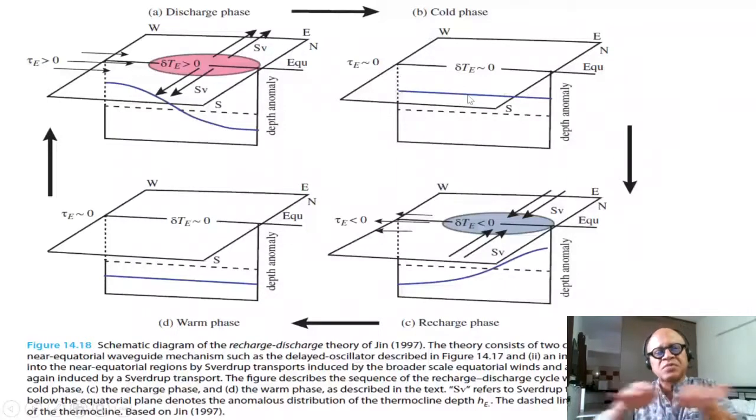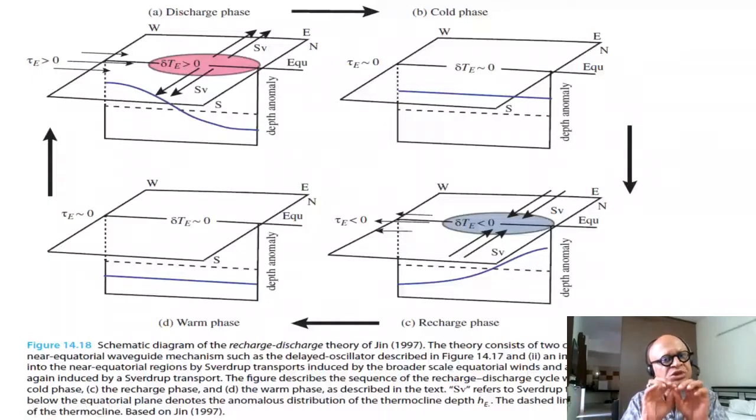So the Sverdrup transport has happened as shown here. You can see these SV are the Sverdrup transports that are discharging the heat from the deep tropics, and the temperature gradient and the thermocline gradient has gone flat, and the thermocline is shallower than the mean depth, steady state, and then you get the next phase where the wave reflections, advective feedbacks, all those things happen.